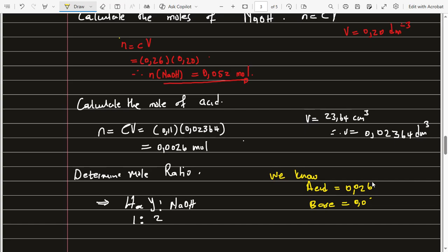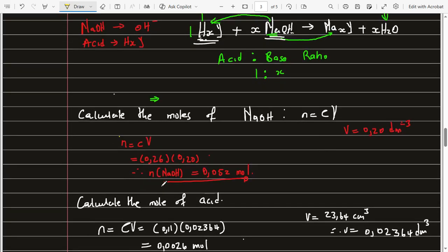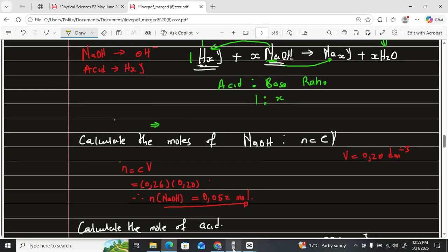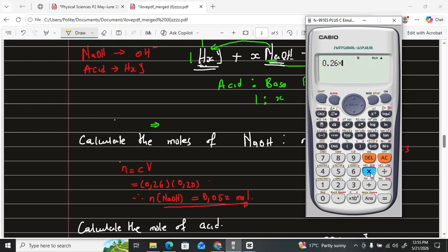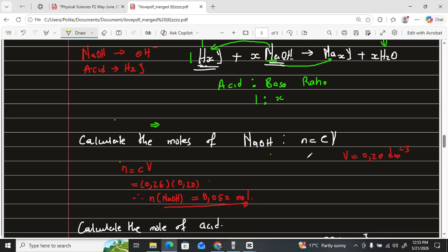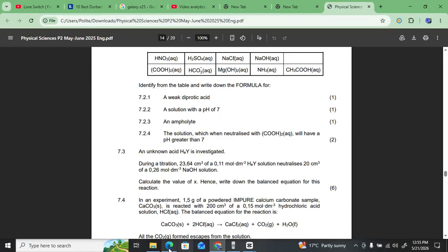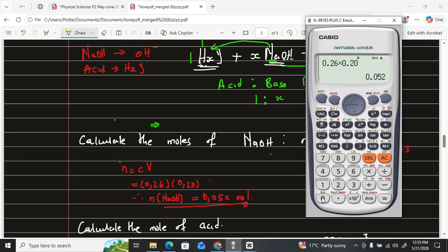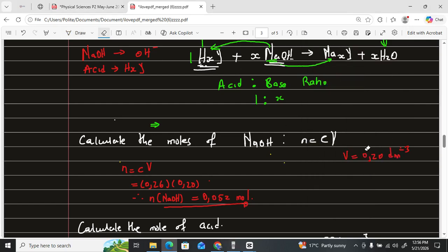Let me just go back and verify something here. Let's remultiply this on the calculator. 0.26 multiplied by 0.20. This is 0.052. But now I feel like maybe let me check the volume. The volume was 20 centimeters. So how come we have this as 0.2 as in like it was 200 centimeters? Okay, let me just work on fixing that. So this was 20 divided by 1000. I know 0.2 is when it's 200. This should be 0.02, not 0.2. So I'm going to fix this here. The volume is 0.02.